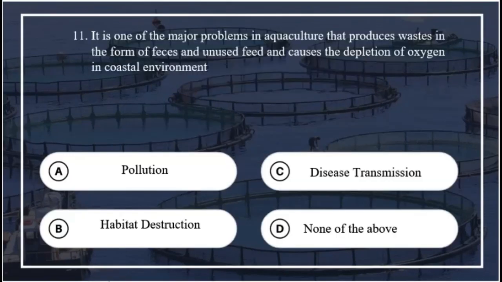11. It is one of the major problems in aquaculture that produces wastes in the form of feces and unused feed and causes the depletion of oxygen in coastal environments. A. Pollution. B. Habitat destruction. C. Disease transmission. D. Forage or wild fish impact.